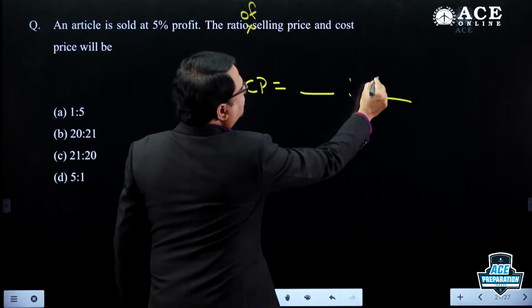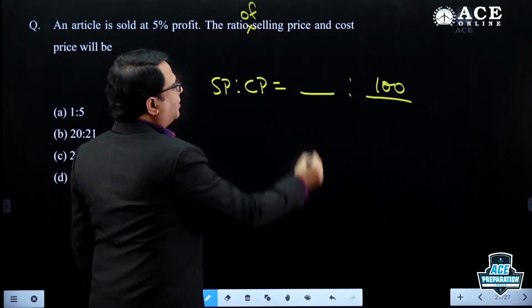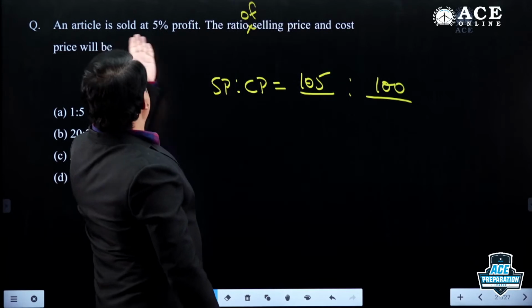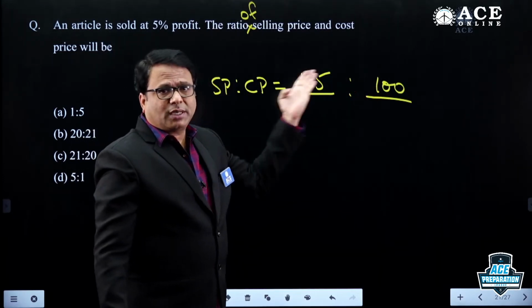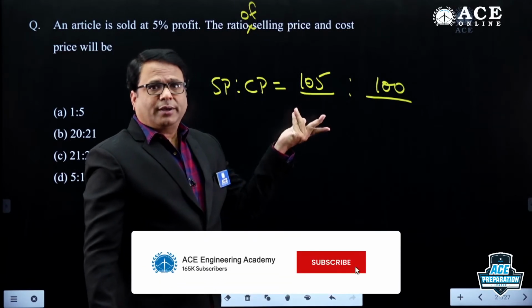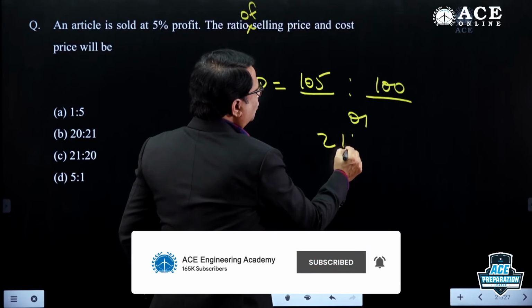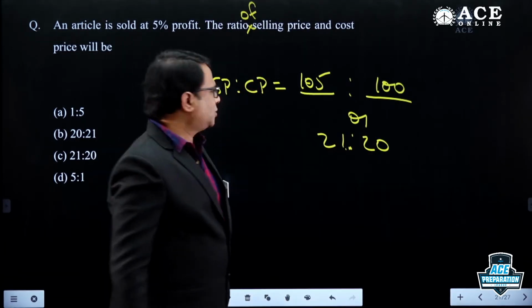Suppose you take cost price as 100 rupees, then selling price will be 105 rupees, because it's clearly given profit is 5%. So if you take cost price as 100, automatically selling price will be 105. Now you can calculate the ratio. What is the ratio? 21:20. So the ratio is 21:20.